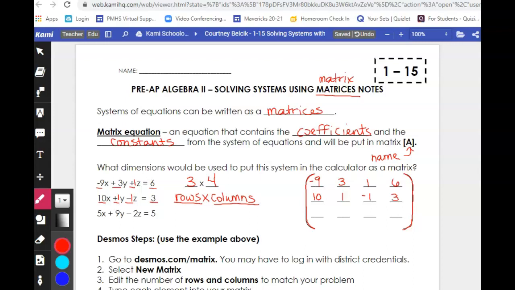Now, solving systems by matrices is not difficult, but the most common mistake is going to be you incorrectly writing the matrix equation because maybe you skip a number or you get a number in the wrong place. So really pay attention and focus as you write these constants and coefficients into your matrix equation. So go ahead and do the last one.